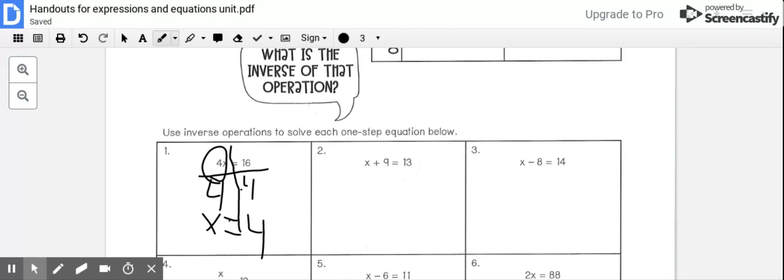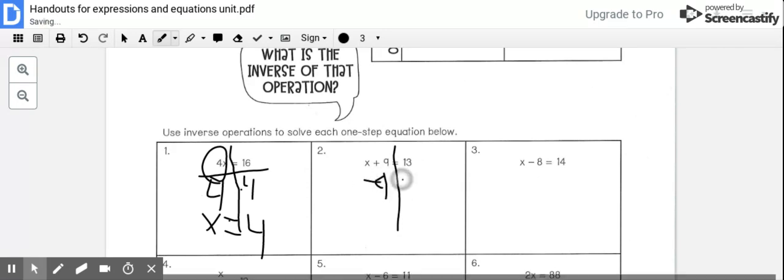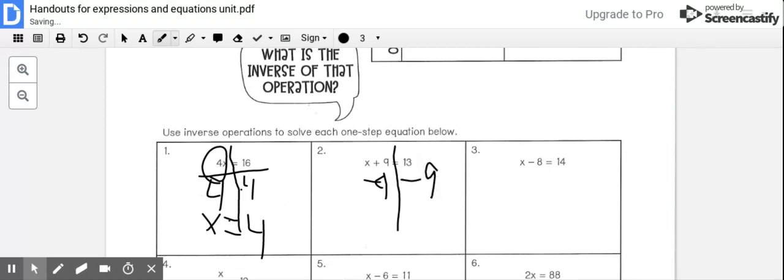Okay, the next one. So we see that 9 is being added to X. So the opposite is to minus 9. And whatever we do to one side, we got to do to the other to keep it balanced. And so now we have X, because those cancel out. 9 plus 9 minus 9 is canceled out. And then we have 13 minus 9, which is 4.